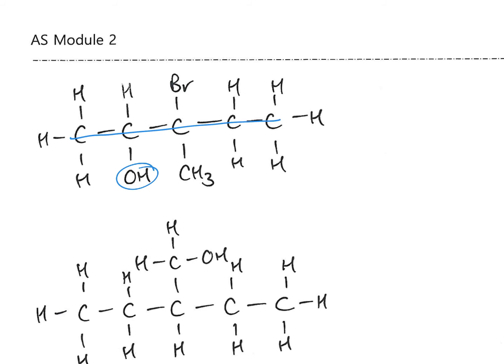And it's just straight across. We've got 2 substituents here. We've got a bromo group and a methyl group. And remember, they must come in alphabetical order.